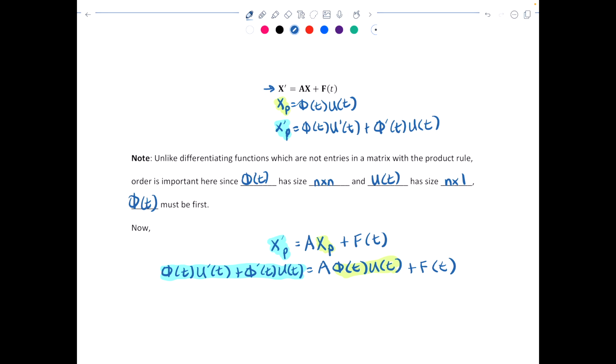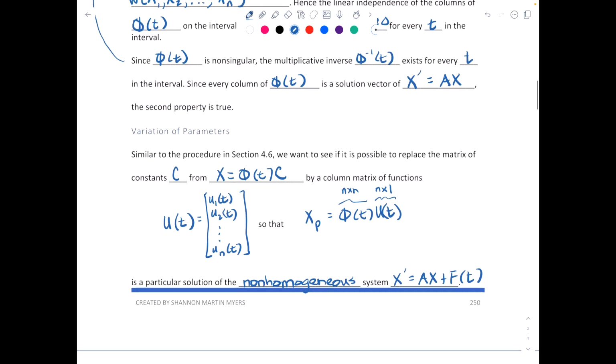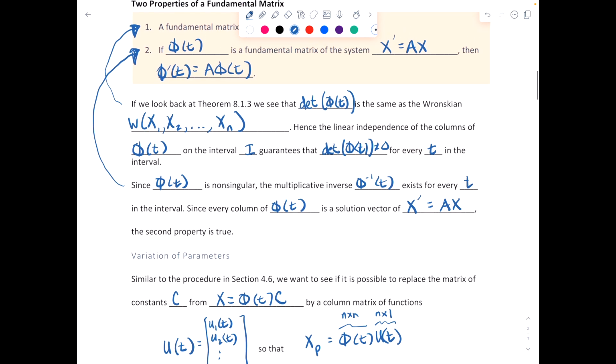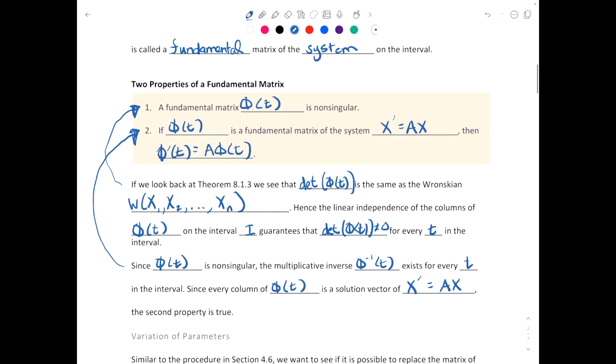Now let's just do a little bit of algebra. So here we go. Didn't we see somewhere up here that, here we go, phi prime at t was equal to A times phi at t. And so we have this here. So we're going to substitute in for phi prime at t. We'll substitute in A times phi at t.